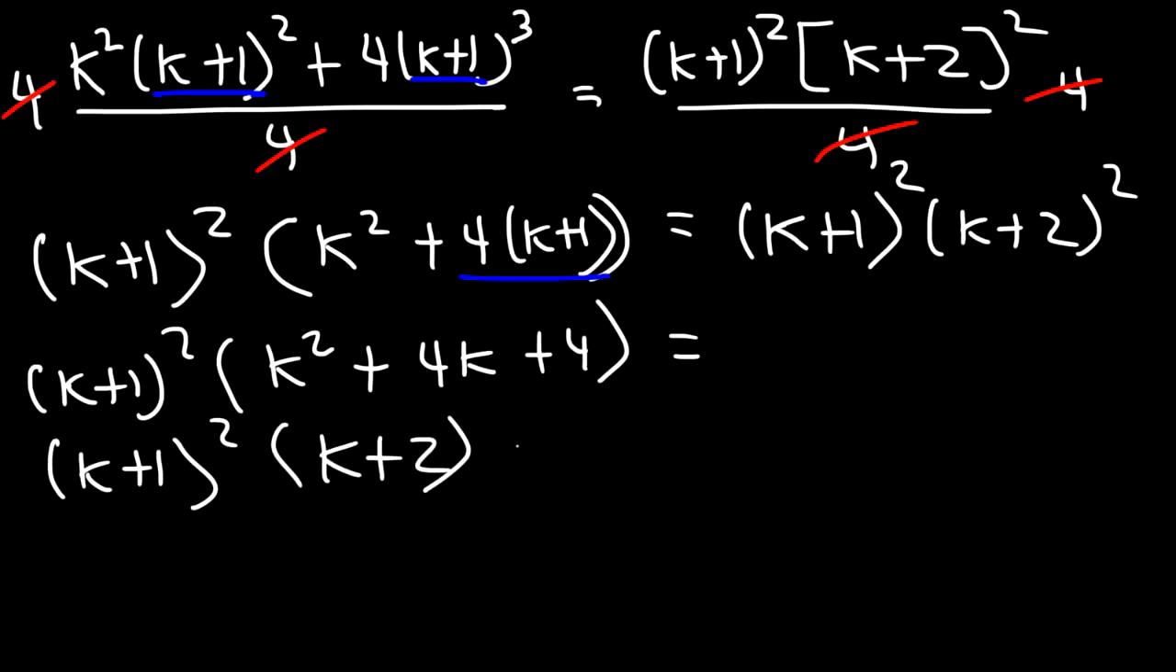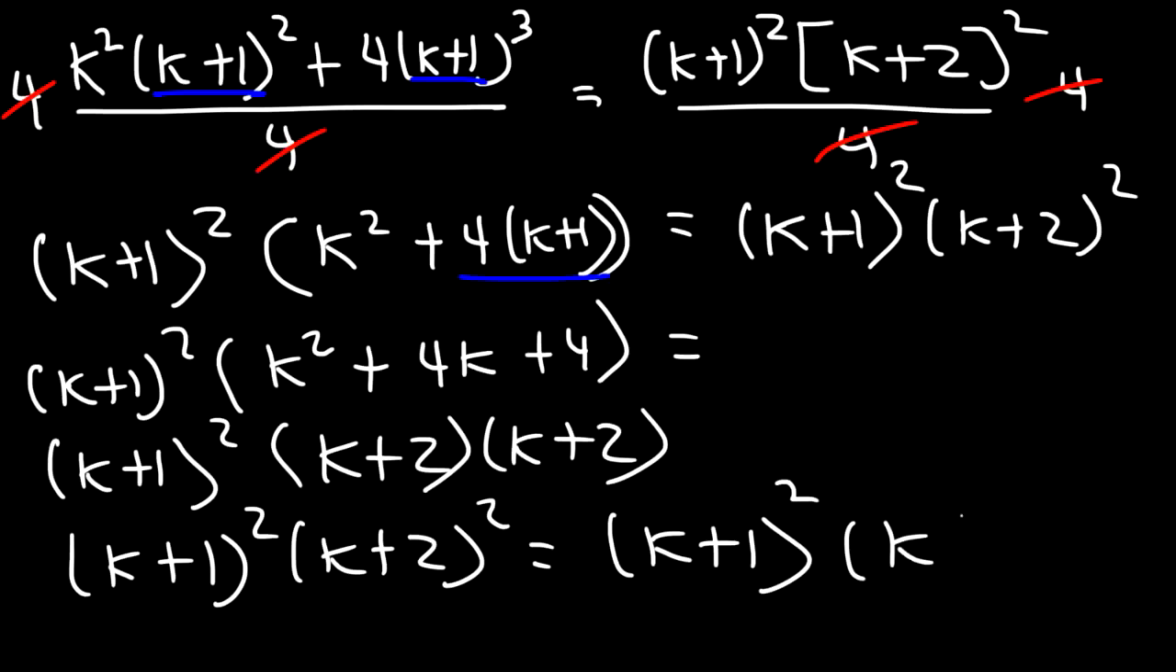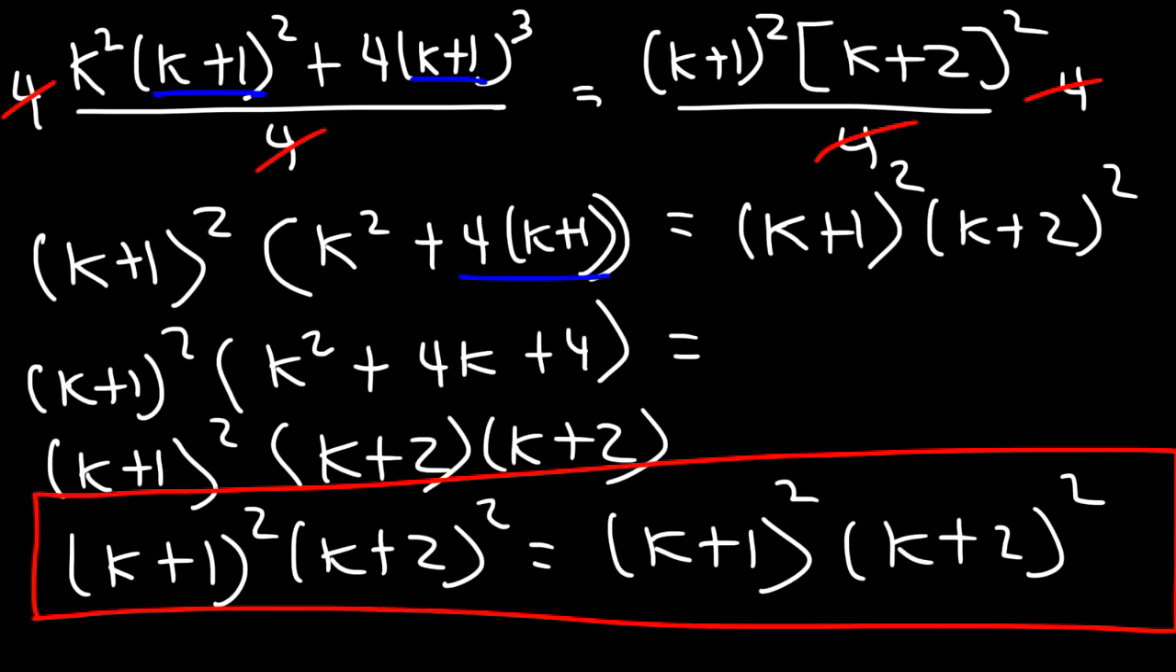So we could factor as k plus 2 times k plus 2. And so we can rewrite the left side as k plus 2 squared. And that's equal to the right side. So we've shown that the left side and the right side are equal for the next term, k plus 1. So therefore, it's going to be equal for all terms. And that's how you can use mathematical induction to prove that a certain expression is true for any term.